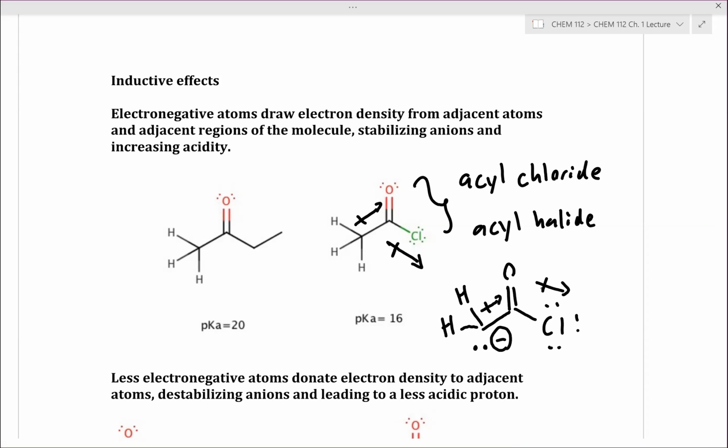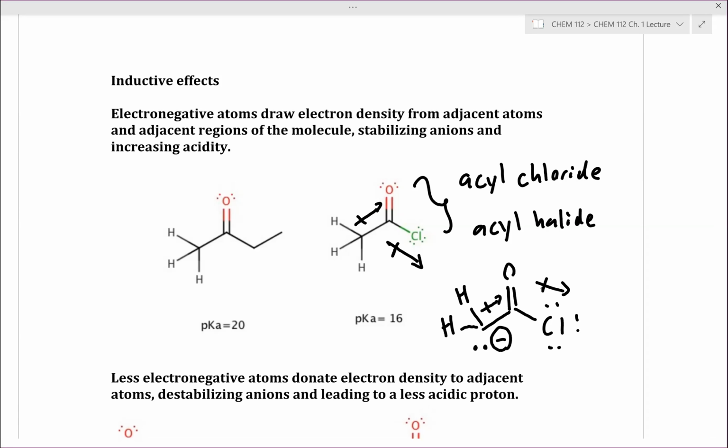What was that? So in general, when you're stabilizing an anion, do you want them adjacent to withdrawing groups or donating groups? Withdrawing groups, right? So if we have an inductive withdrawing group, is the resulting anion more or less stable? More stable. So then what happens to the acidity? If our conjugate base is more stable, what happens to our acid strength? Increases. So that's why the pKa is smaller. It's a more acidic proton because we generate a more stable anion.